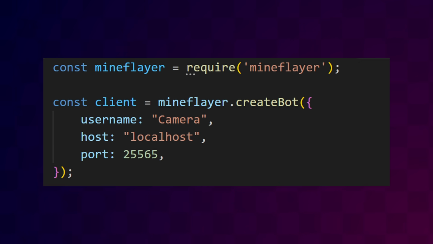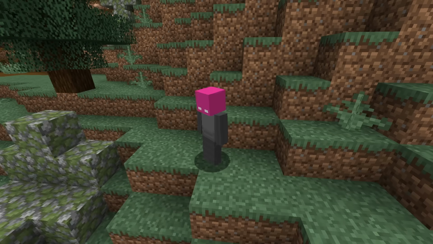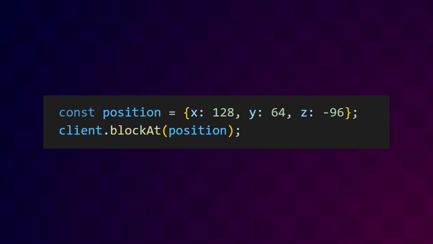I'm using mineflayer as a Minecraft client. This lets us connect to a multiplayer world and gives us a player that can be controlled through code, and will act as our camera. Mineflayer gives you access to a function called blockAt that takes a position vector and gives you back the block that's in that position in the world.